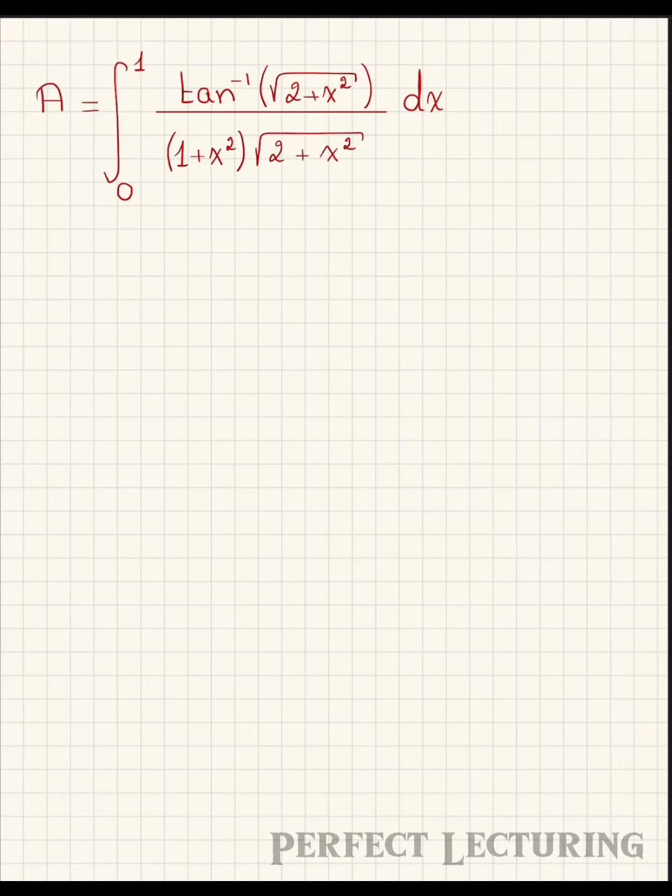Hello everyone. Our question for today is the following integral. This integral was proposed by the Indian mathematician Zafar Ahmed in the year 2002. And I'm going to show you how to solve this integral using Feynman's trick of differentiating under the integral sign.